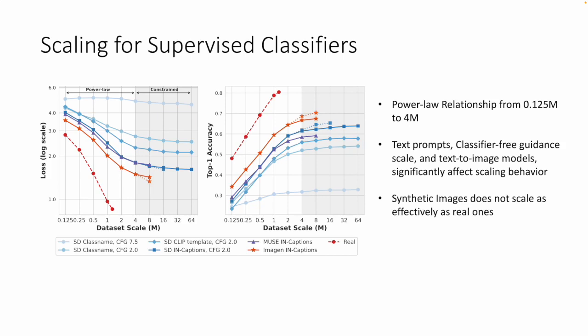By tuning the guidance scale, prompt, and text-to-image models, the scaling behavior can be significantly improved, as shown from the blue curve to the orange one. And also, training on synthetic images does not scale as effectively as training on real ones, and typically has a smaller scaling ability, as compared here with the red dotted line.